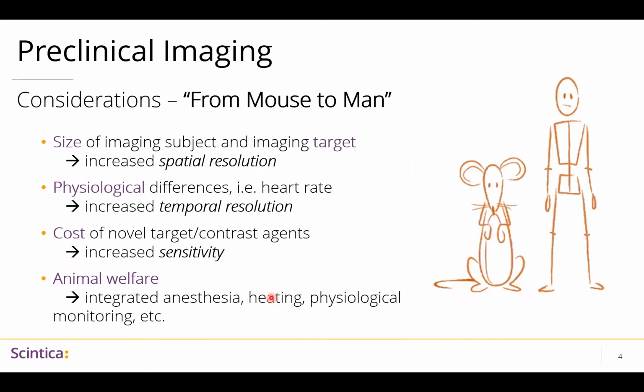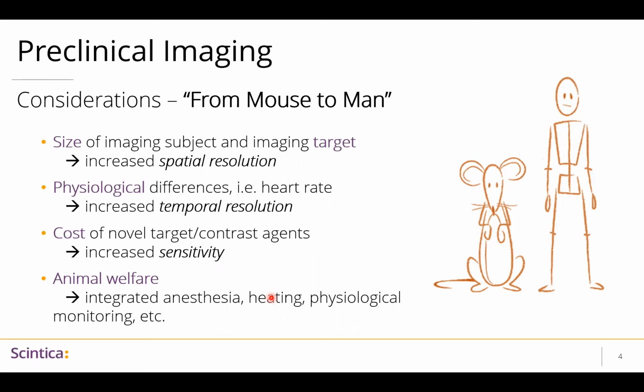So as we move from clinical imaging applications to preclinical, so from mouse to man or man to mouse in this situation, there's a number of considerations that we have to take into account as we're working to design imaging modalities or we're selecting a specific imaging system to use. The first and probably the most important comes down to the size.